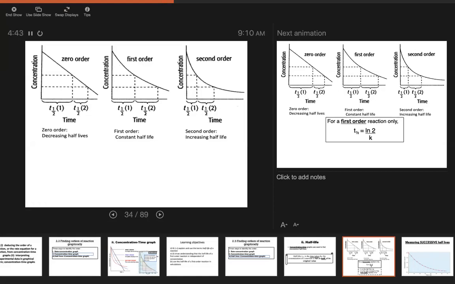Right, moving on. Talking about the first and second order, the only difference is that if your reactant is first order, the half-life is constant. I haven't taught you how to calculate half-life yet, but just remember that point. For second order, the half-life is increasing.